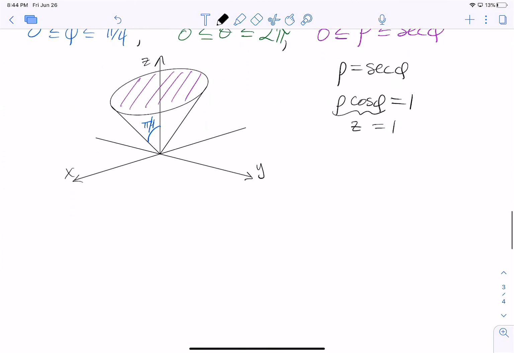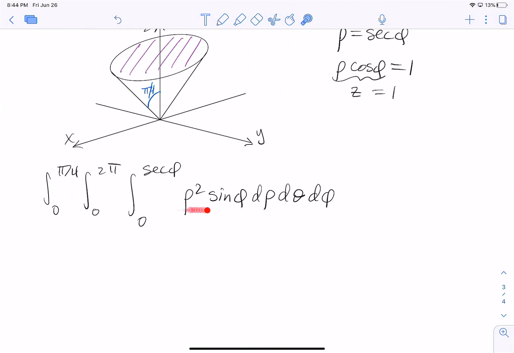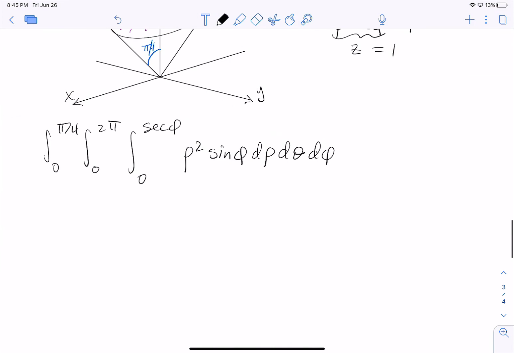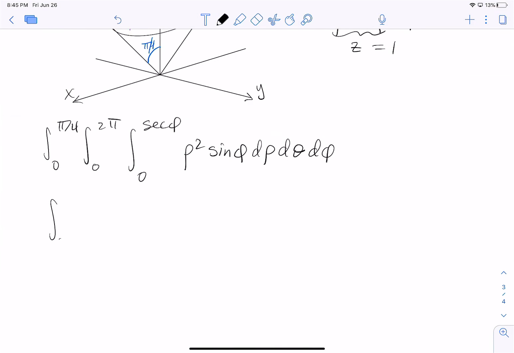Now let's compute the integral. I'm going to rewrite it. Looking at the integrand, we have a factor of rho squared and a factor of sine phi. So I'm wondering, maybe I can split this up into a product of integrals, but the upper limit for rho is the secant of phi. So I at least have to keep those two intact. I can, however, factor out the theta portion. So theta goes from 0 to 2 pi. It is the inner integral. It is the inner differential. So 0 to 2 pi d theta.